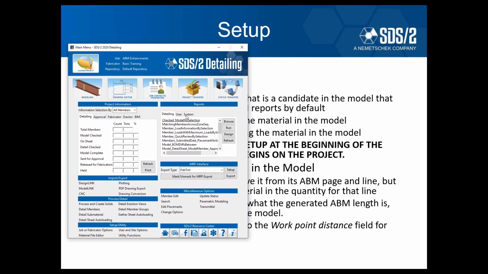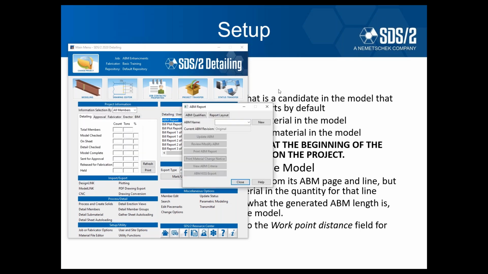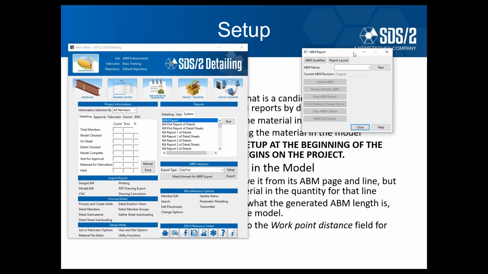Now, from the main menu, the easiest way to get there is from the System tab under Reports. I have the ABM report, and then I can say Run. What this will bring up is my ABM window showing up on another screen. Let me move that over here. So here we have our ABM report window.